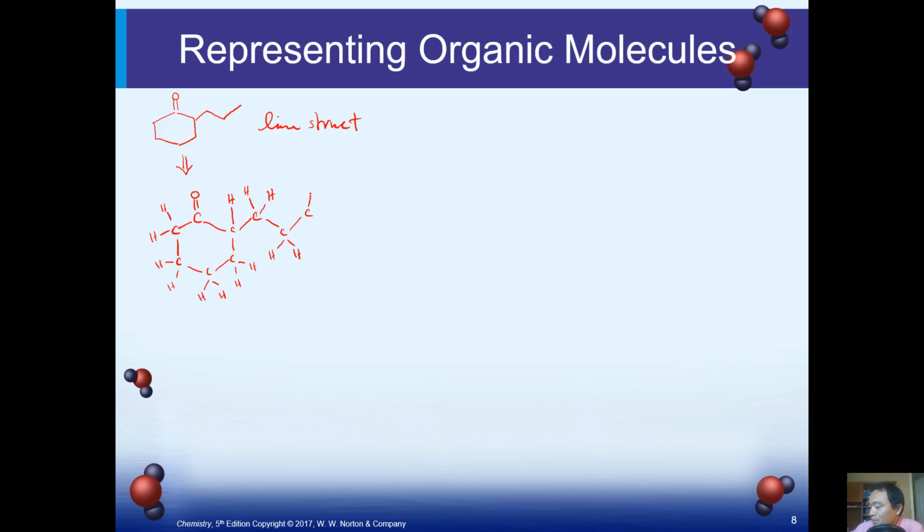Then this terminal one would need 3 more hydrogens. So as you can see, it takes up a lot more space and takes a lot more time to complete the structure. This one is called a structural formula. This gives you the complete picture about how all atoms are connected to each other.